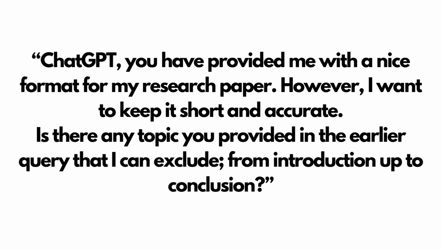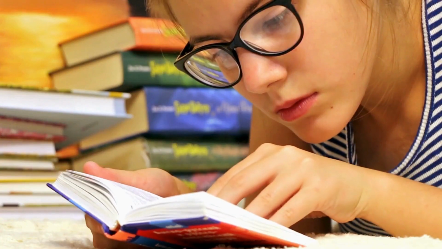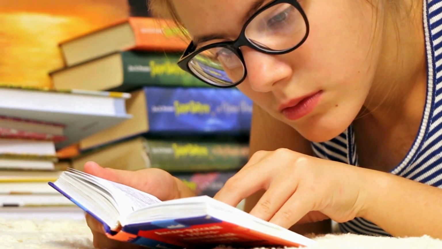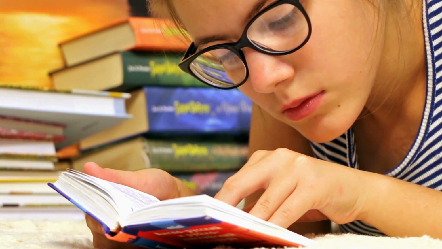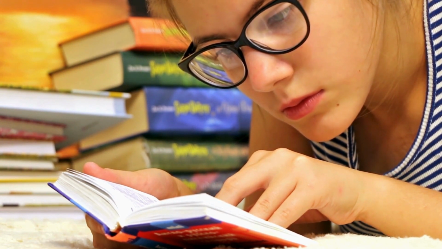ChatGPT, you have provided me with a nice format for my research paper. However, I want to keep it short and accurate. Is there any topic you provided in the earlier query that I can exclude from introduction up to conclusion? So, your iteration steps could include either adding a few more headings, removing some, or making other adjustments based on the replies.